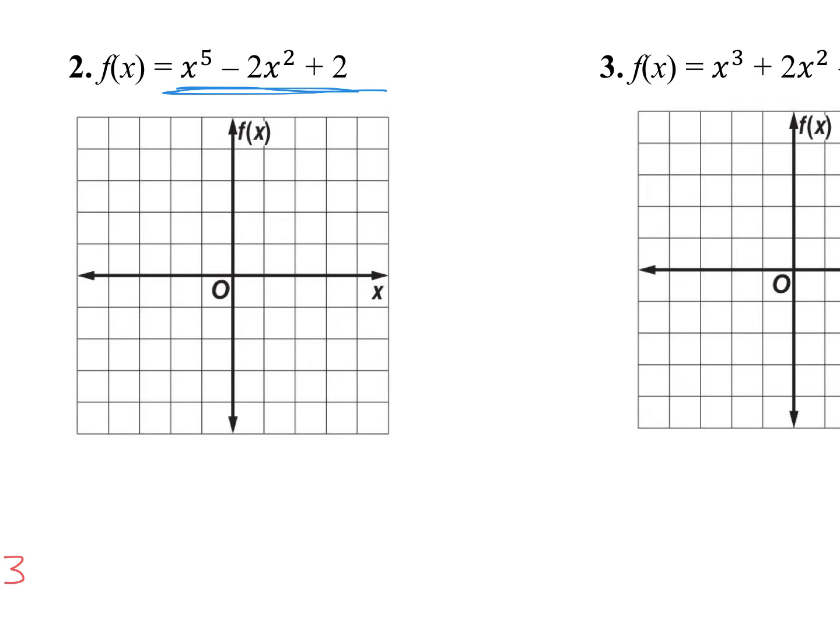Right, so for this one, the graph looks something like this. So it starts around here. Goes up there.